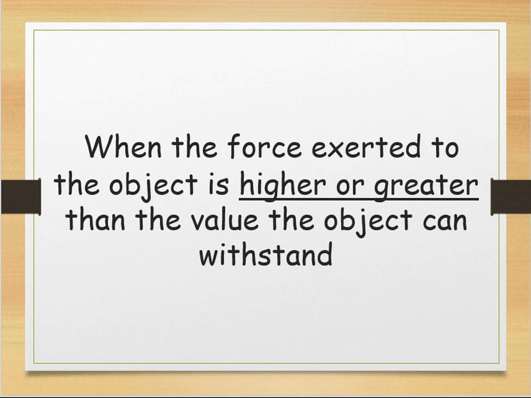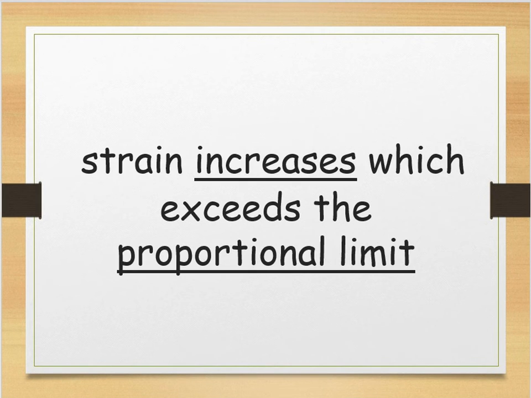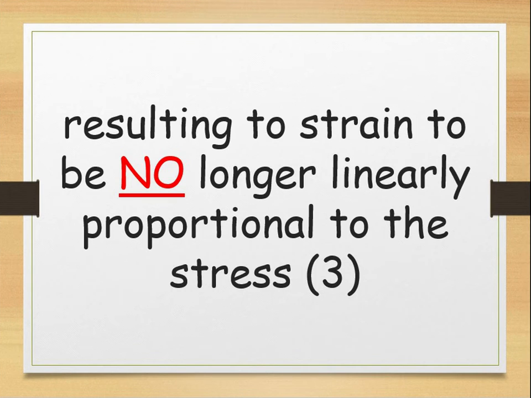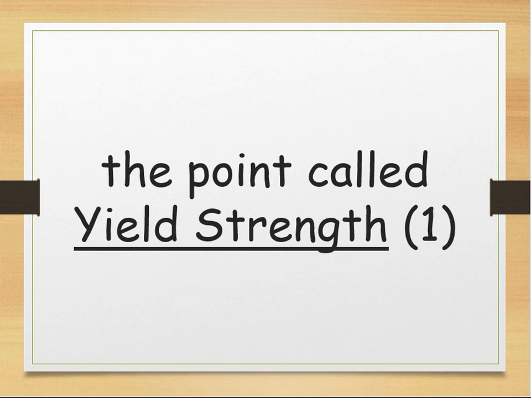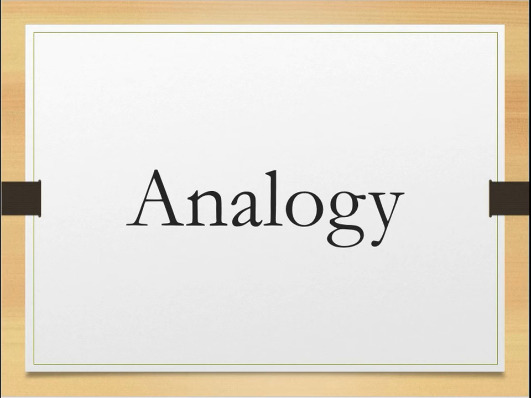When the force exerted on the object is greater than the value the object can withstand, strain increases, which exceeds the proportional limit. This results in strain no longer being linearly proportional to the stress. The value of stress at point A will result in the maximum point of elasticity, which is the point called yield strength. As an analogy, imagine the surface of a sponge.